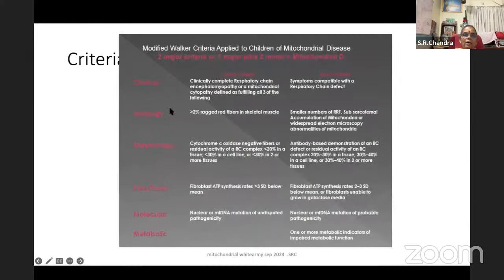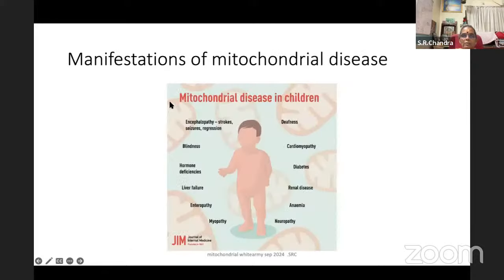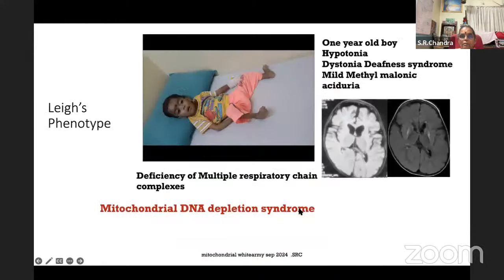And all of you can get this from the net. This is the Modified Walker criteria applied to children with mitochondrial disease. So 2 major or 1 major with 2 minor qualifies for mitochondrial disease. And it can affect brain, strokes, seizures, mental abnormality, blindness, and hormone deficiencies, liver disease, and GIT disorders, muscle disease, deafness, cardiomyopathy, diabetes, renal disease, anemia, and neuropathy.